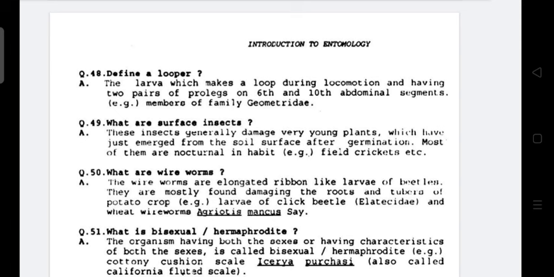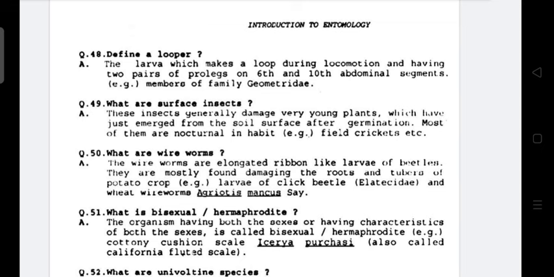What are surface insects? These insects generally damage very young plants which have just emerged from the soil surface after germination. Most of them are nocturnal in habit. Nocturnal insects are those which are active during the night. Diurnal are active during daytime and crepuscular during dawn and dusk.